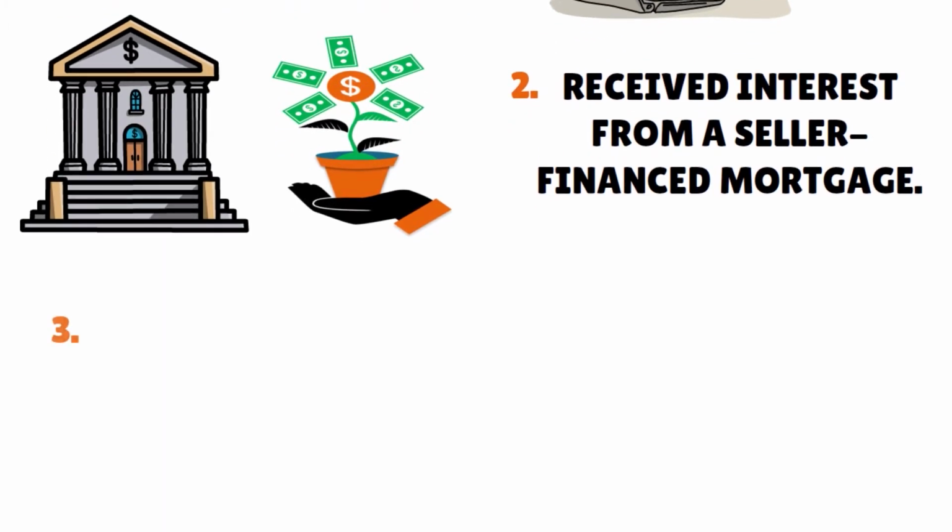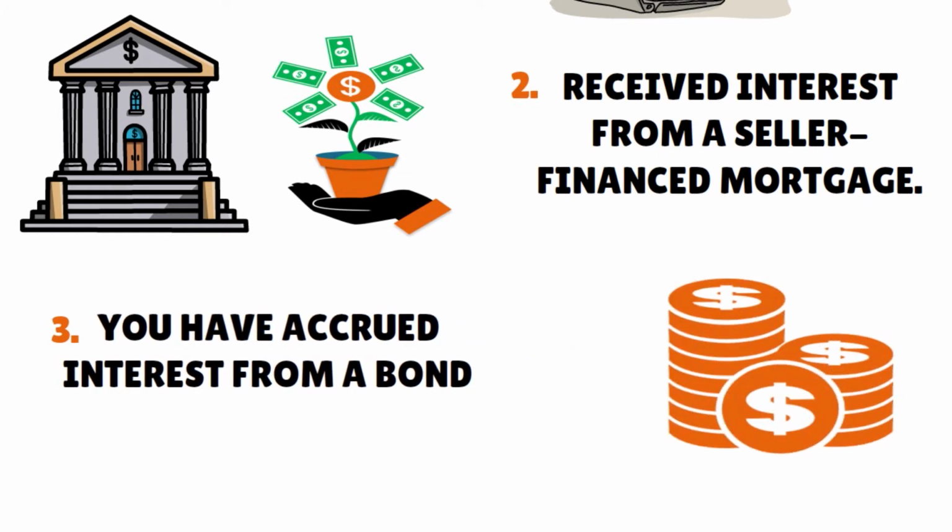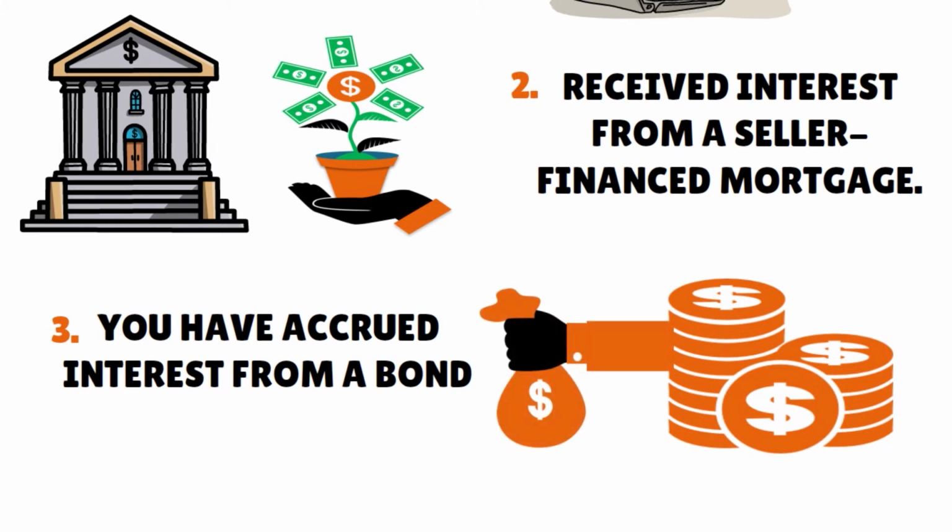Scenario number 3, you have accrued interest from a bond. This only covers accrued interest, which is interest that a bond has earned but that has not been collected yet. So you may have accrued interest if you bought a bond between interest payment dates and you pay the accrued interest to the seller.